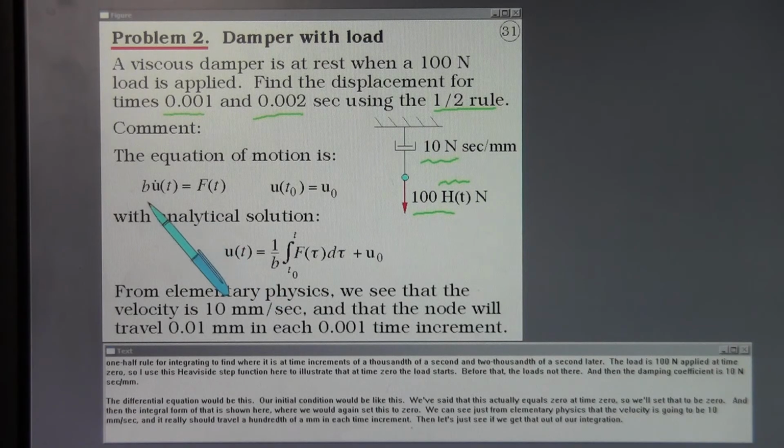The differential equation would be this. Our initial condition would be like this. We've said that this actually equals 0 at time 0, so we'll set that to be 0. And then the integral form of that is shown here, where we would again set this to be 0. We can see just from elementary physics that the velocity is going to be 10 millimeters per second, and it really should travel 1/100th of a millimeter in each time increment. Then let's just see if we get that out of our integration.